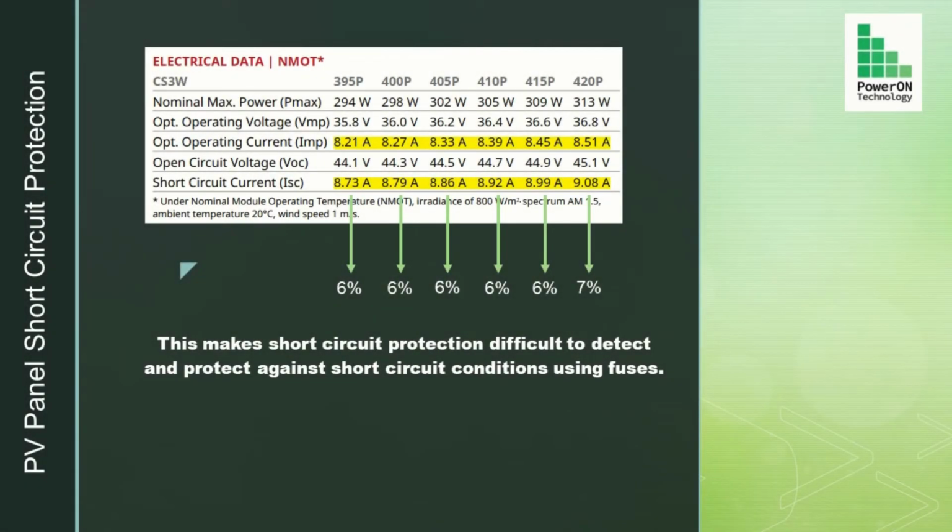This relatively small difference between the operating and short circuit currents of PV panels makes it difficult to detect and protect against short circuits using fuses. Next we shall explore why this is so.